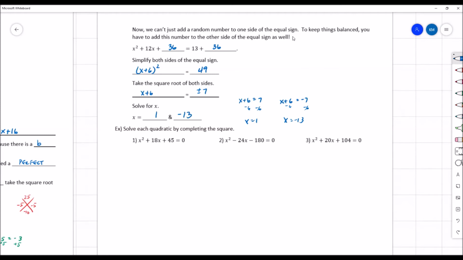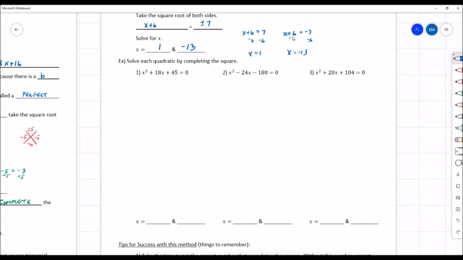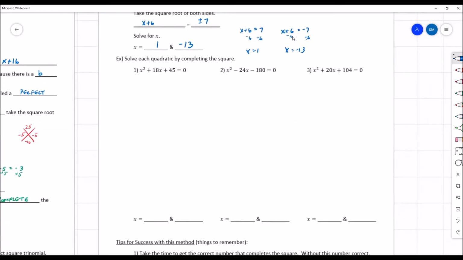So now let's do that with a few more problems here. Look, 18 doesn't work out. So my first step is to get c on the other side. I'm left with x squared plus 18x plus, and I'm going to leave a blank here, equals, remember, I don't just pick it up and move it. I have to subtract 45 from both sides. It's not just picking up and moving. We have to subtract 45 from both sides.